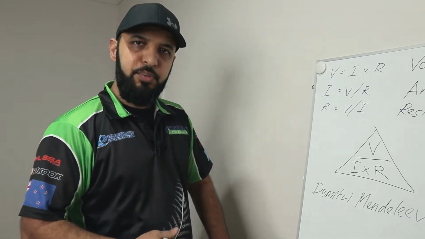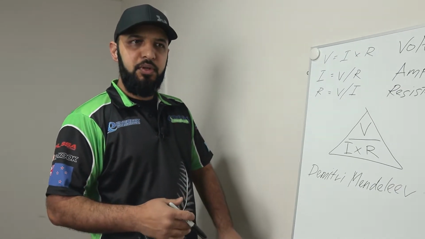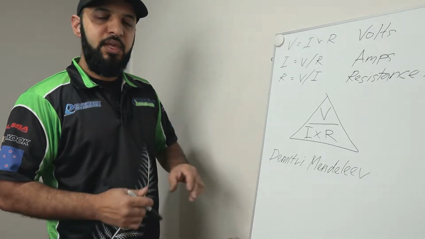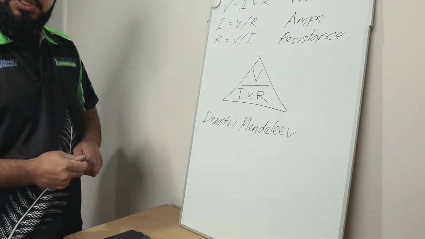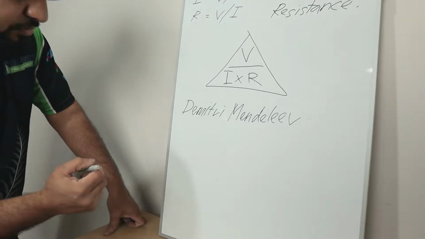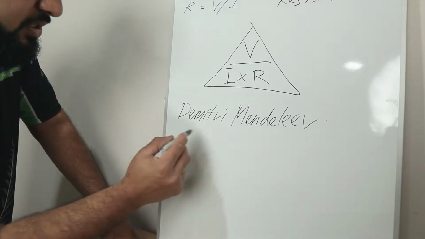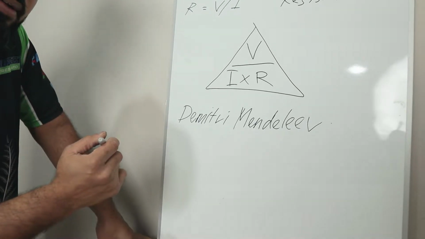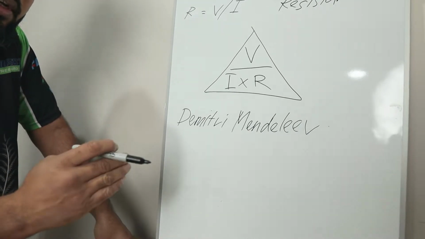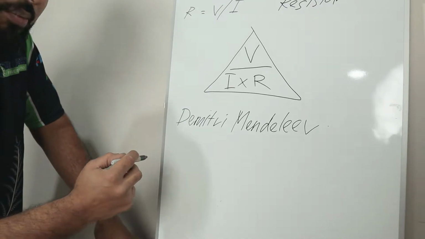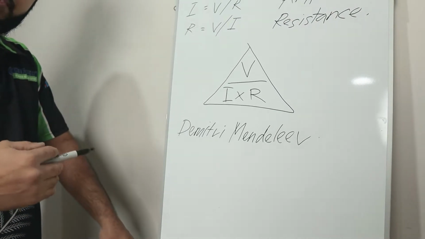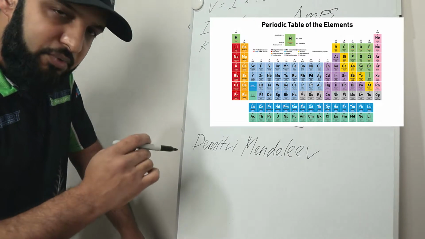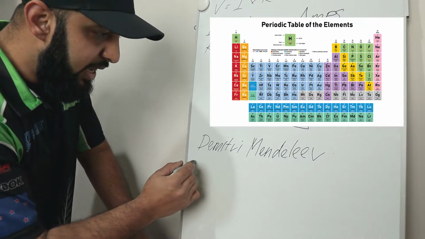Also, while we're on the topic of science, we want to give a big shout out and a thank you to this man right here, who was born in the 1800s at some time. He's a Russian chemist. His name is Dmitri Mendeleev. He stated in his biography that the periodic table was revealed to him in a dream. So we're going to throw that periodic table up for you right here so you can have a look. This is the man here.